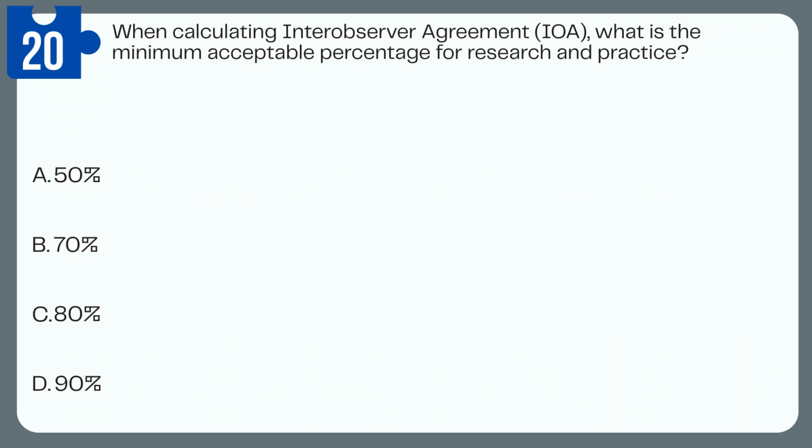Question 20. When calculating interobserver agreement, IOA, what is the minimum acceptable percentage for research and practice? A. 50%. B. 70%. C. 80%. D. 90%.